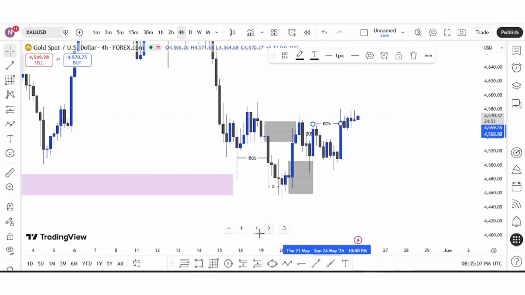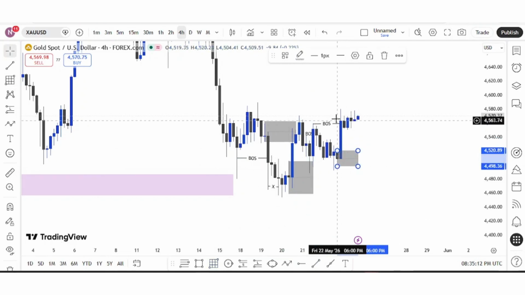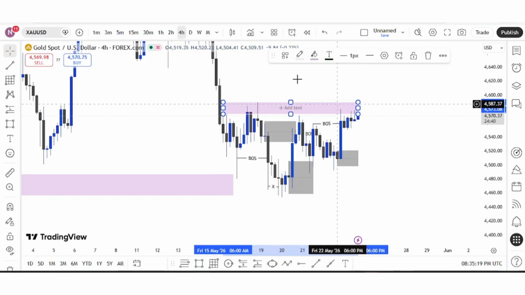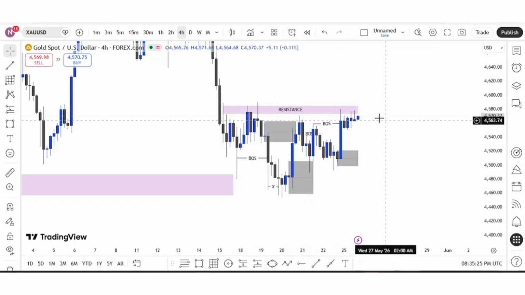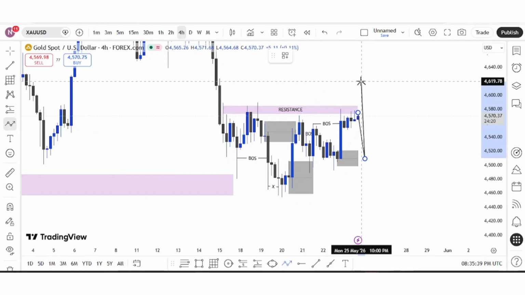We've seen this break of structure, and what happened? Price left behind an order block with an imbalance. And also price is sitting at a key resistance level. This resistance level can send price back to mitigate this order block and continue to buy, or price might violate this resistance level and continue to buy up.